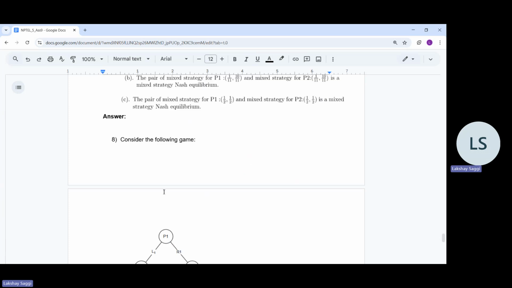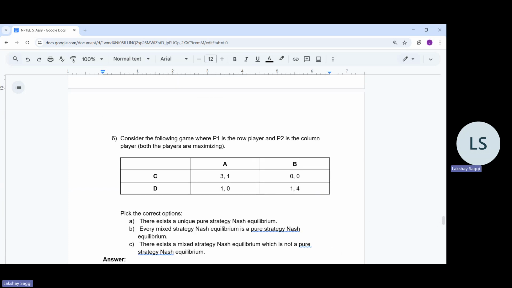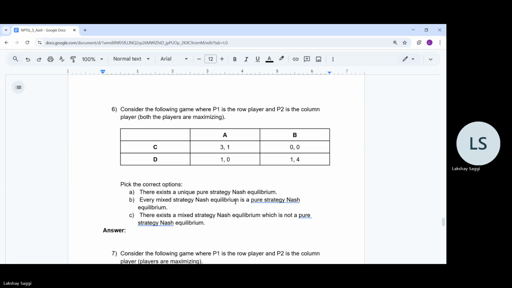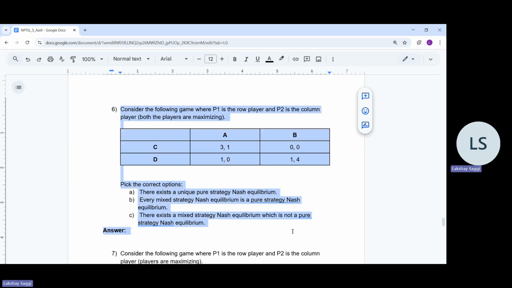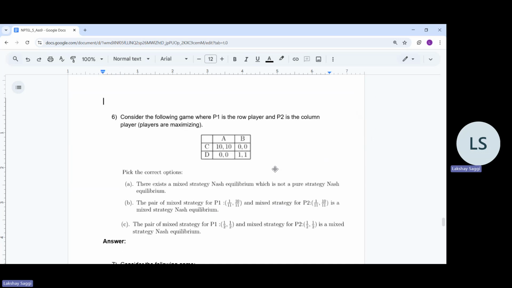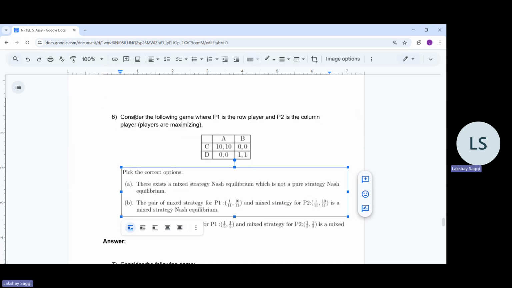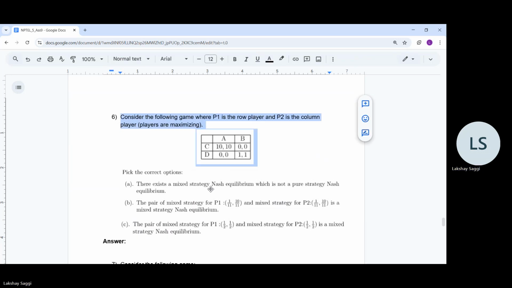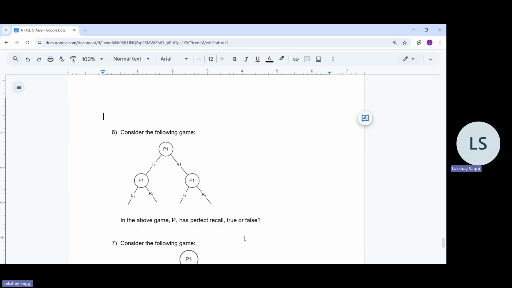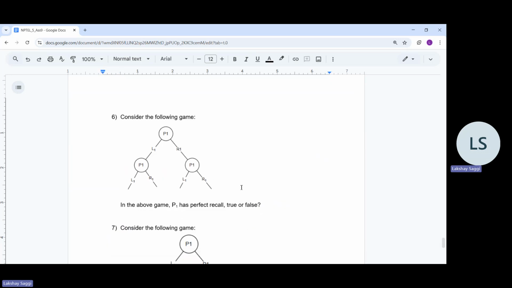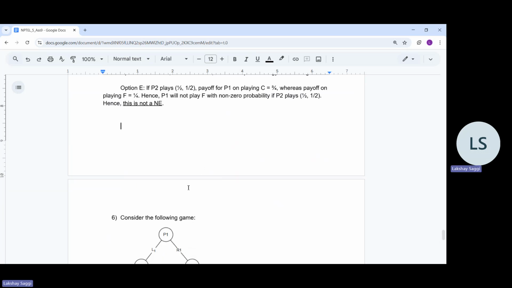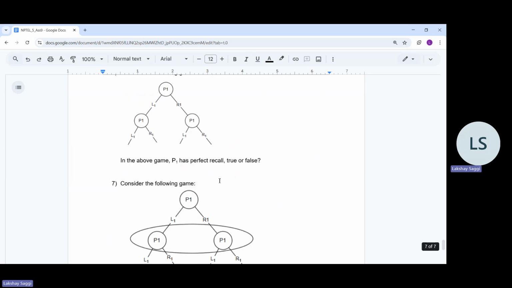Now, we have less time and more questions. Since we have already discussed a lot of Nash equilibrium questions, maybe I'll just remove this question, since it's again asking about Nash equilibrium. And question 6 is also about Nash equilibrium. Let's discuss the last questions about extensive form games, since we would like to discuss one or two questions about extensive form games, right?